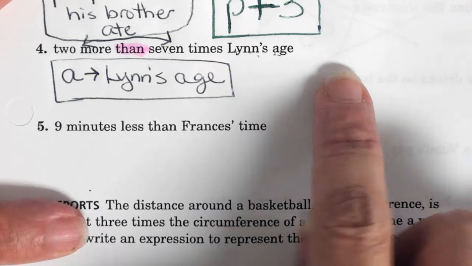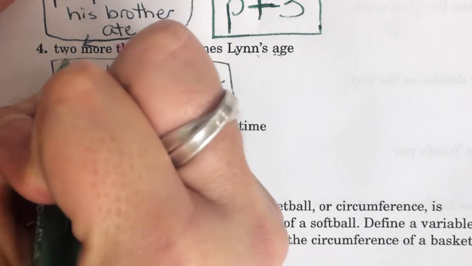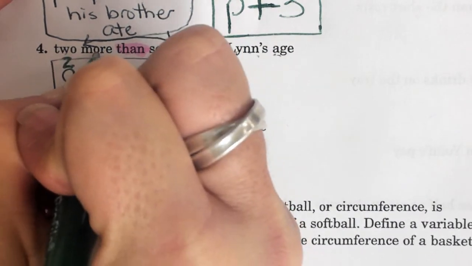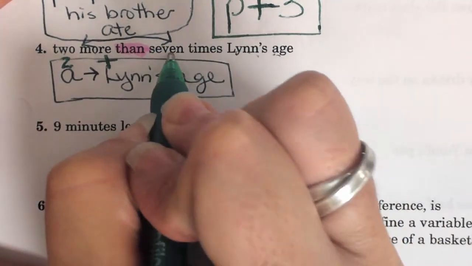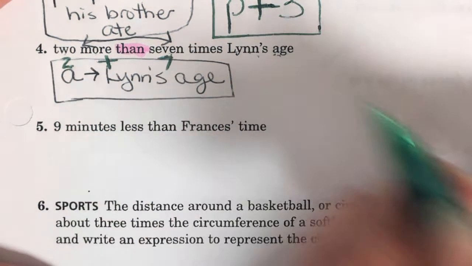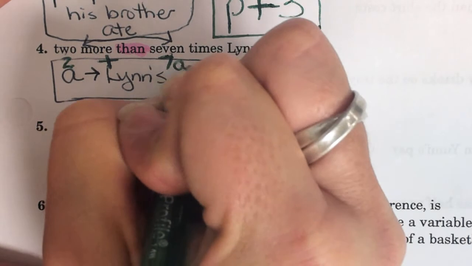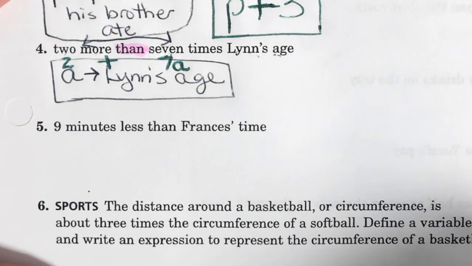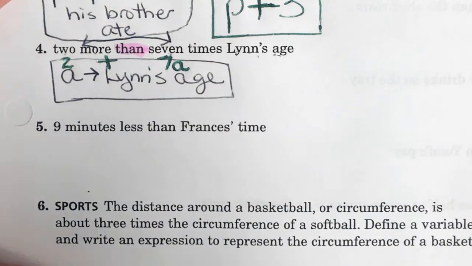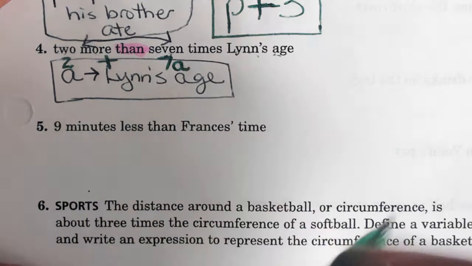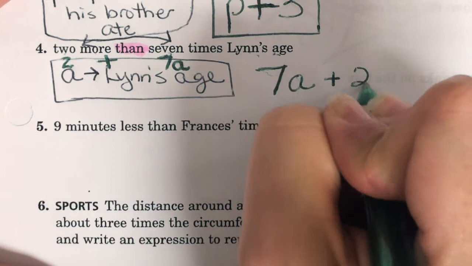Okay, so now I go back in there. There's more than one thing this time. I see a 2. I see the words "more than," meaning add. I see 7 times A, times her age. Listen, 7A. Now go back. Listen, this is my cheat, like my scratch paper. What do I need to do? Flip it. So it needs to be 7A plus 2.